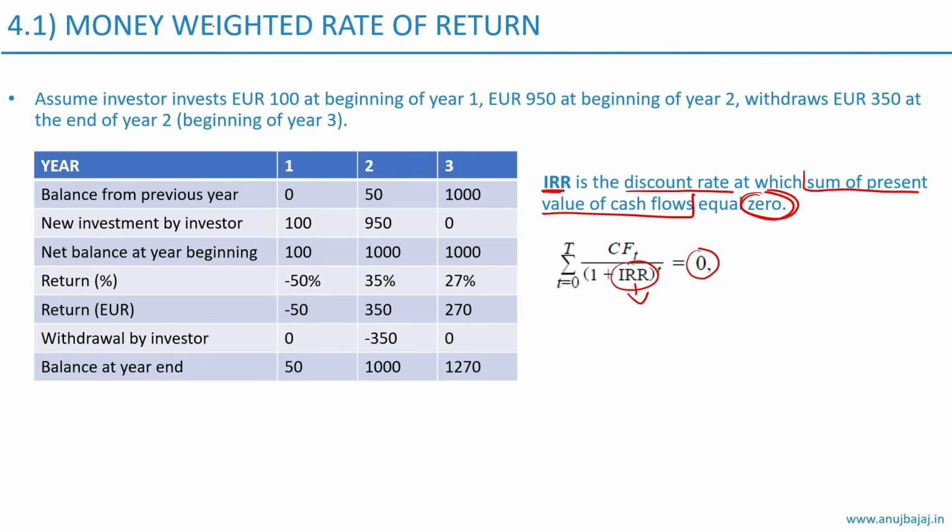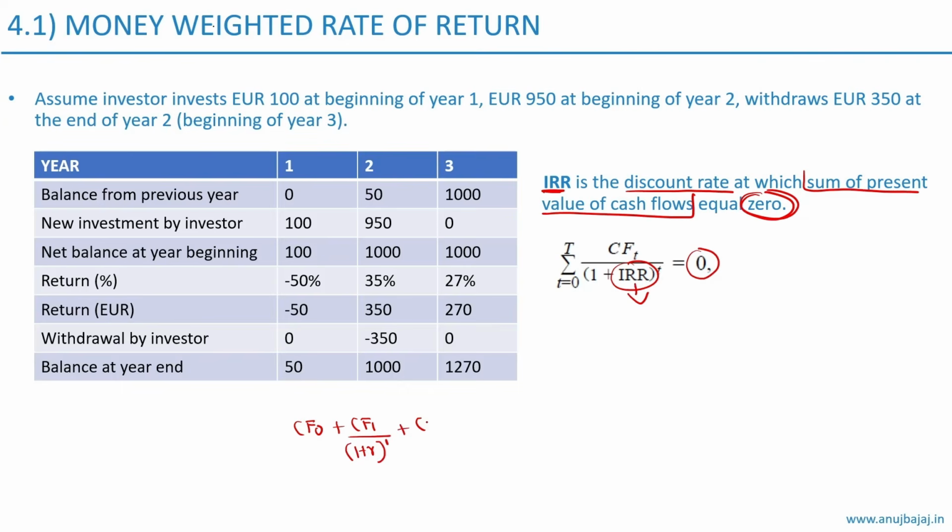Now let us see in this example how we calculate the money weighted rate of return. So CF0, that is cash flow at the beginning of year 1, plus cash flow 1, that is cash flow at the end of year 1 or at the beginning of year 2. We should find the present value of this. Hence, we divide it by 1 plus discount rate raised to 1.